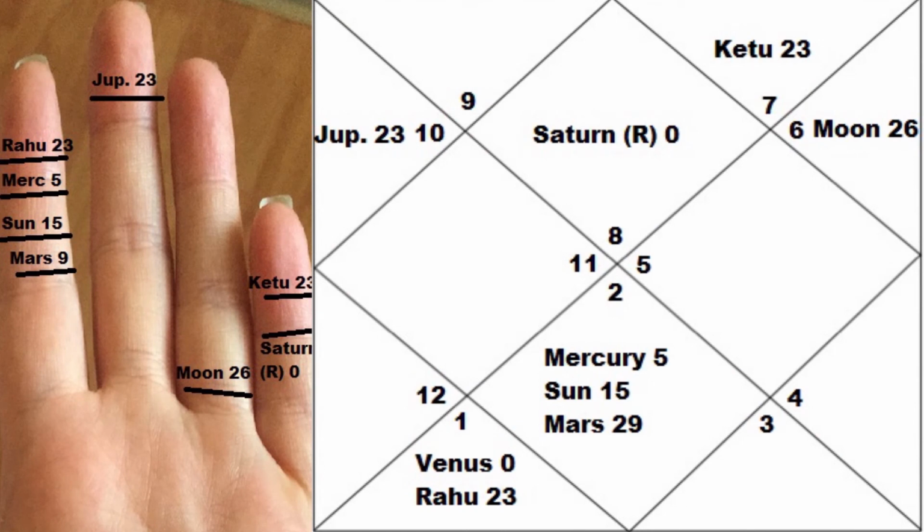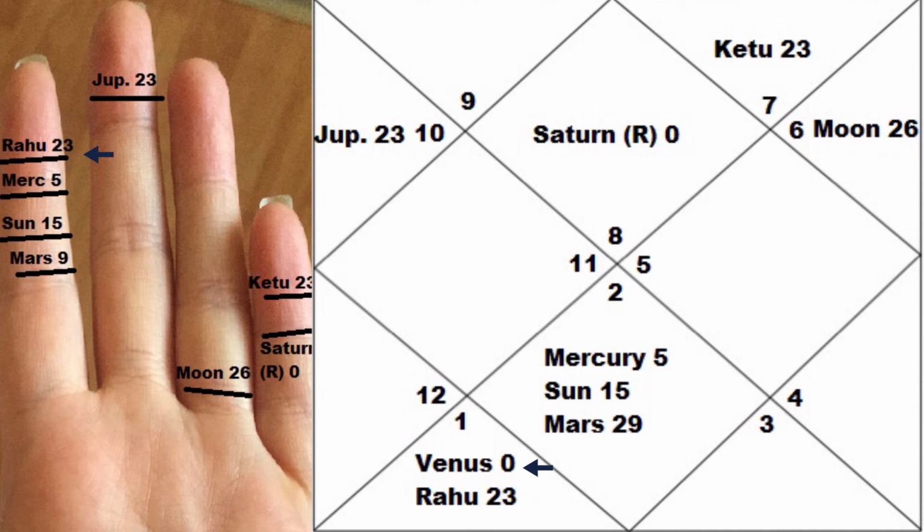Okay, so now let's have a look at another example here. And we'll just go through this one really quickly. What we can see here is on the birth chart, Saturn retrograde at 0 degrees in Scorpio. Jupiter at 23 degrees in Capricorn. Then if we look at Aries, we can see that Venus at 0 degrees and Rahu at 23 degrees in the birth chart.